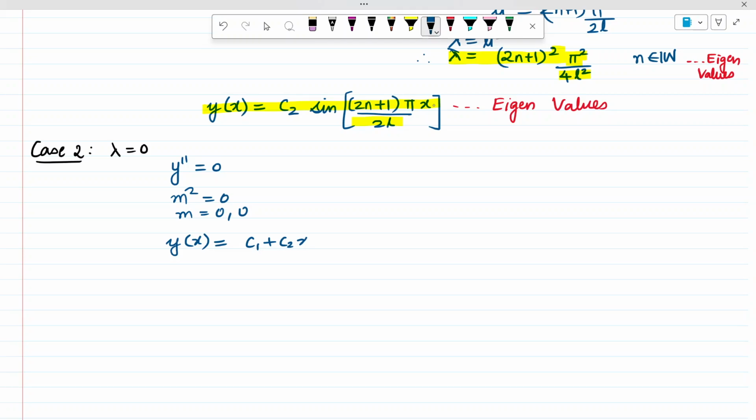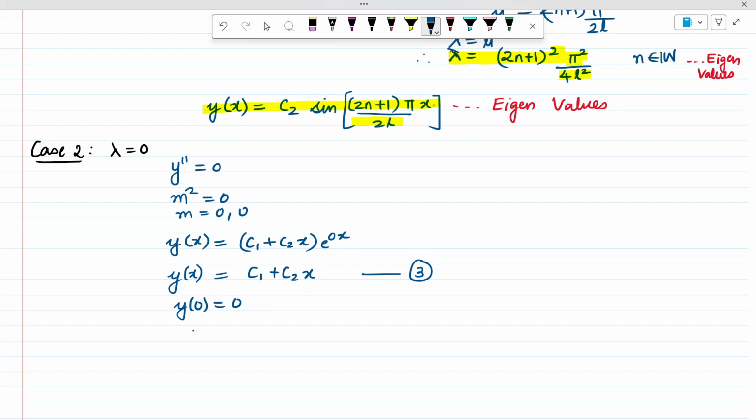Will it be c1 plus c2x into e raised to 0x, which will become c1 plus c2x? Is that okay? I'll call this equation number 3. Again, your target is to find c1 and c2 using the boundary condition. First boundary condition was y of 0 is equal to 0.